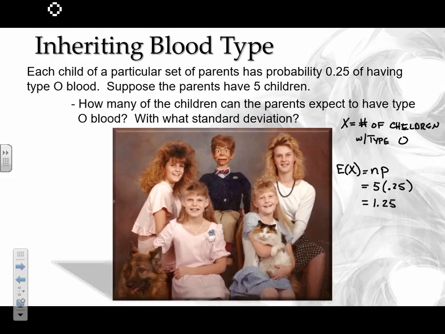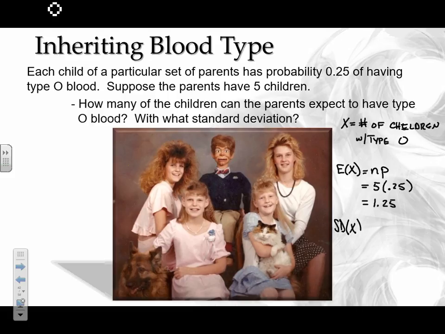1.25. Okay? And again, this is an expected value, which means it's an average, so don't get hung up on the decimal part of this. Obviously, in a setting of 5 children, we cannot have 1.25 of them have type O blood. Okay? So the 1.25 is simply an average. If we had this same setting over and over again, and we had couples having 5 random children over and over, on average, we would expect to see 1.25 kids with type O blood. Okay? So there's our expected value.